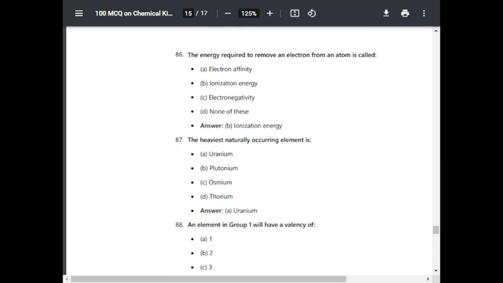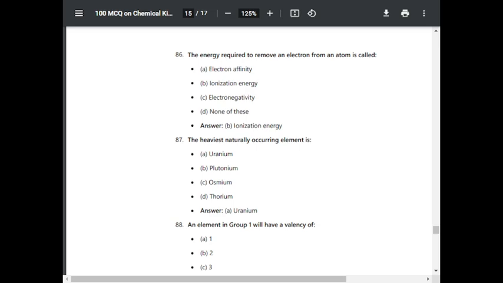Question number 86. The energy required to remove an electron from an atom is called: option A, electron affinity; option B, ionization energy; option C, electronegativity; option D, none of these. The correct answer is B, ionization energy. The energy required to remove an electron from an atom is called ionization energy, hence option B is correct.